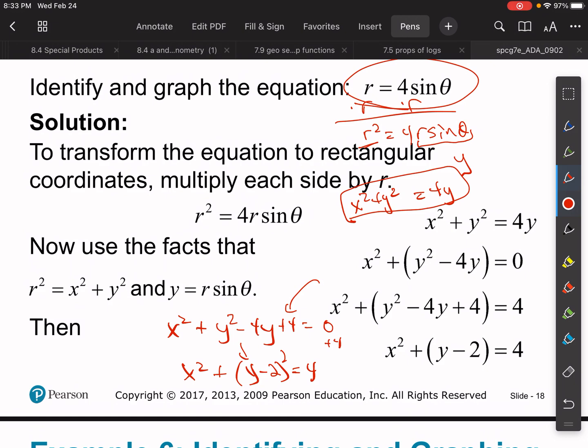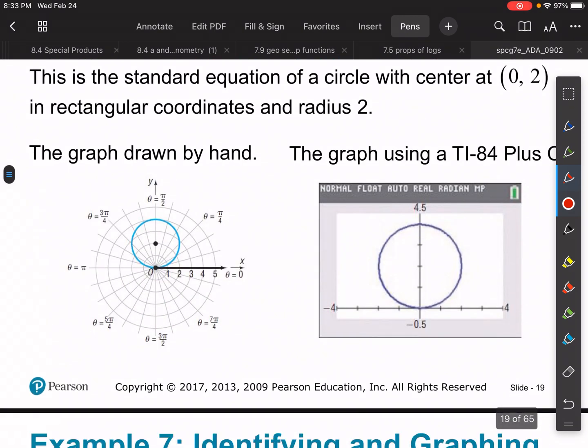This tells me that I have a circle of radius 2, because this is equal to r squared, right? The radius is 2, and the center is at 0, because that's what makes this x term go to 0, and 2, because that's what makes this y term go to 0. So at (0, 2) we have a center, radius 2, which is what they show here. (0, 2) is the center, radius 2.